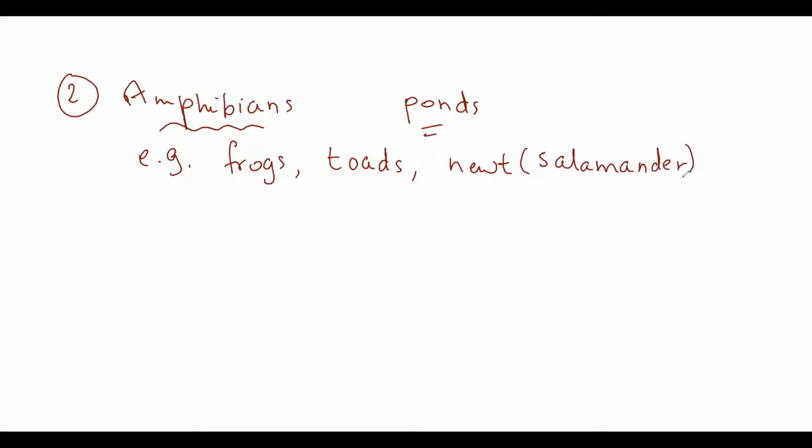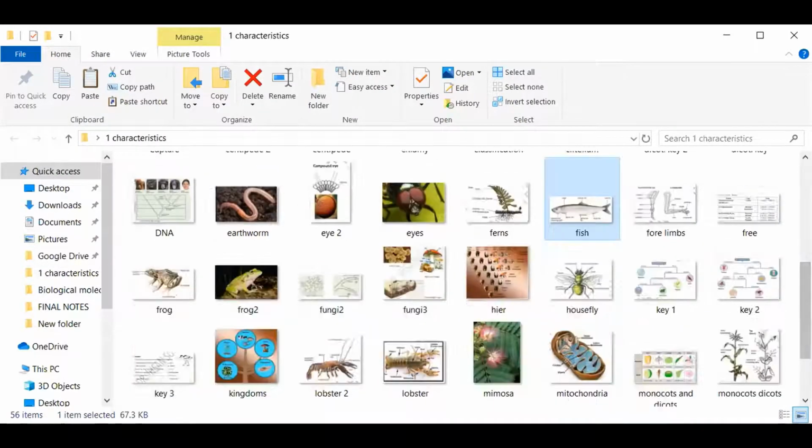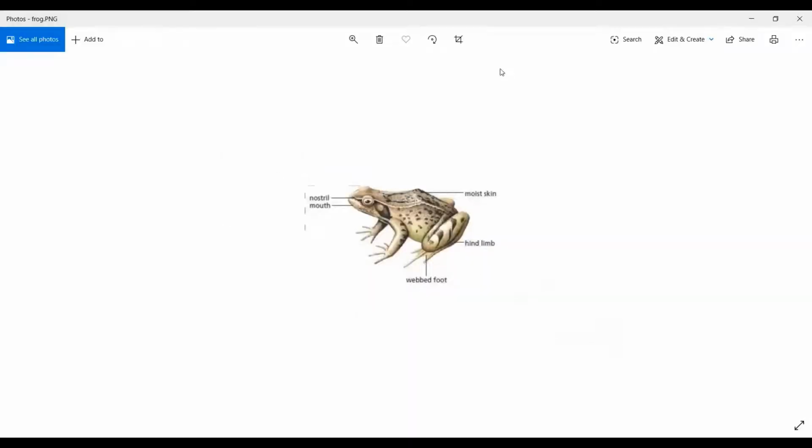Now let me put the picture of these organisms. I think I have a picture of the toad. It's very, very near to the frog, but it's bigger in size and the color is different. Just a second, this is a frog. This is the one in the notes. I'm going to explain about the frog here, and then I'm going to show you the other pictures.